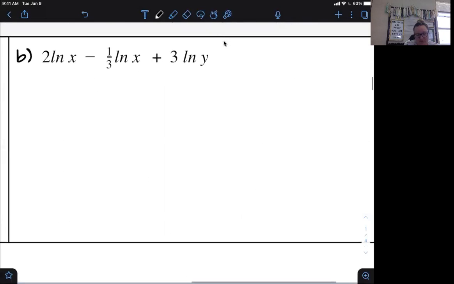All right, go ahead and give part B a shot on your own. Press pause and then press play when you're ready to check your work.